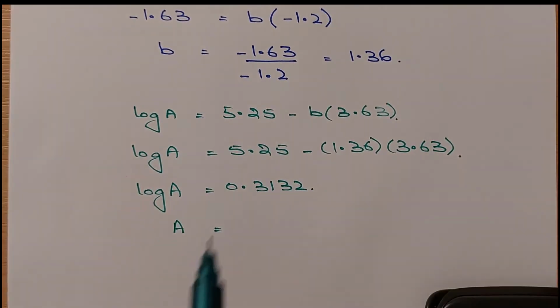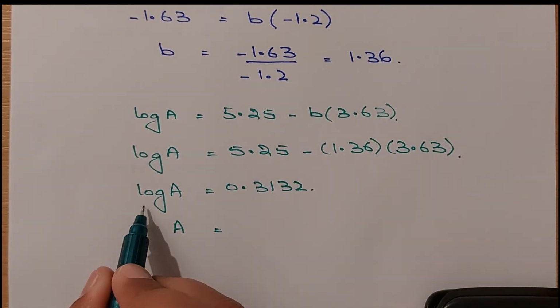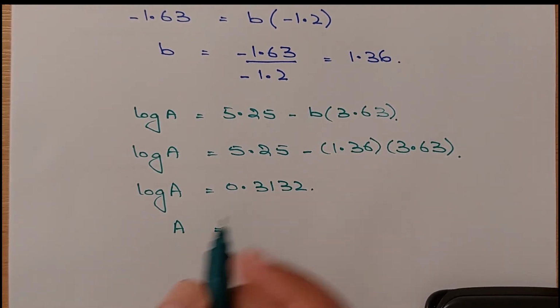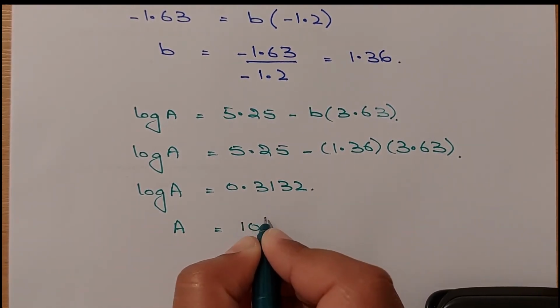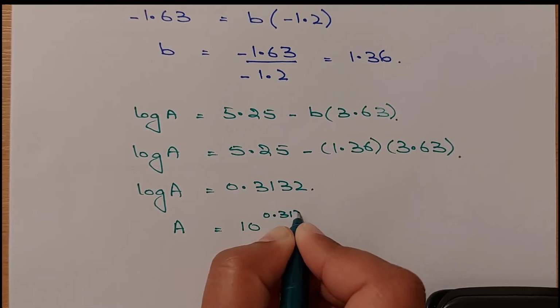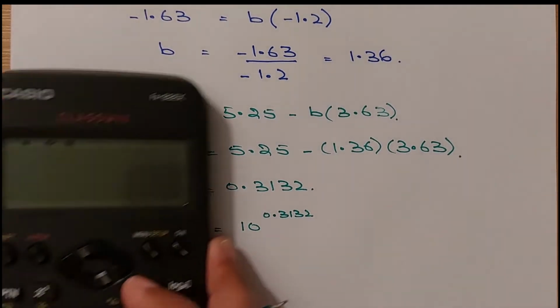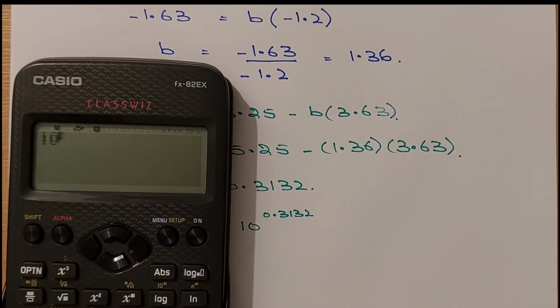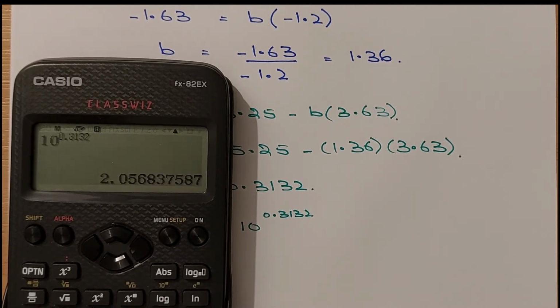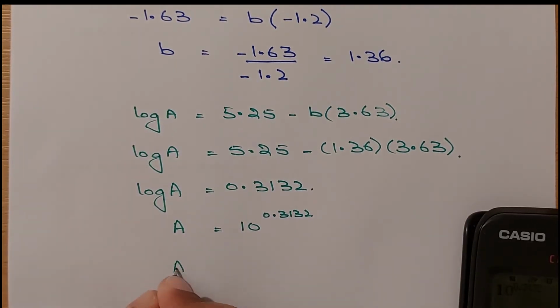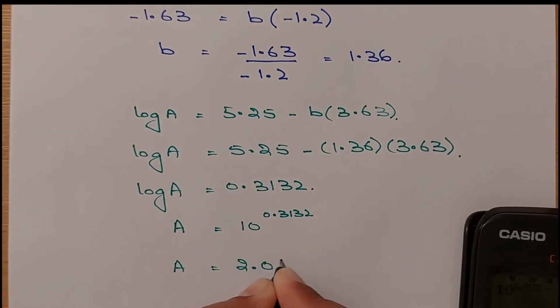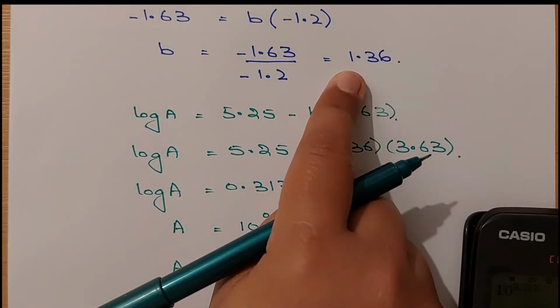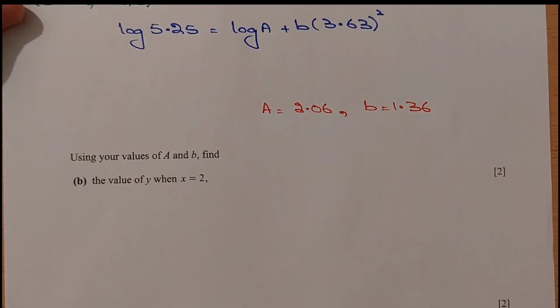So log a is 0.3132, and we convert logarithmic form to exponential form. So a is going to be 10 power 0.3132. That is 10 exponent 0.3132, which is 2.056, or 2.06, is the a value. a is 2.06, b is 1.36.